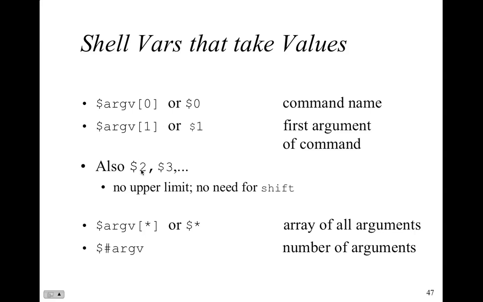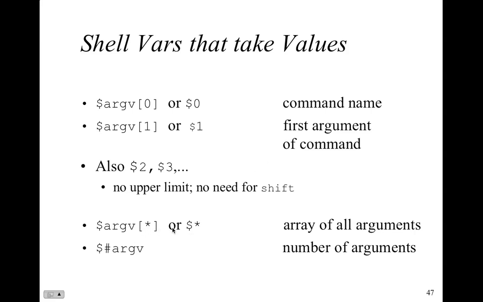So also we can say, give me the second argument, give me the third argument. So no upper limit, no need for a shift on this at all. Actually, it just adds it sort of like a stack structure, but it adds it to the end.